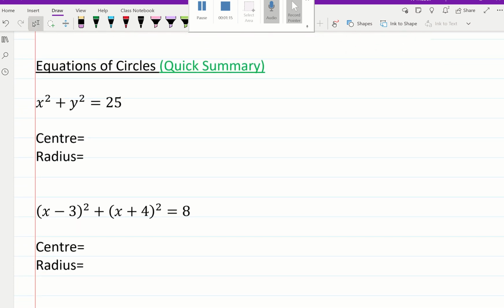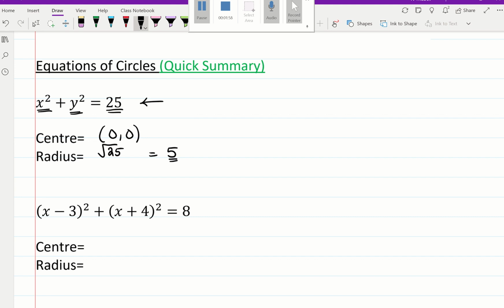Now, this is a quick recap, a summary of equations of circles, which we haven't actually done. We will do next week. But this is very basic, so I just wanted to go through it. This is the basic equation of a circle, and because there is no number added or subtracted to the x squared and the y squared, the center for this circle is 0, 0. So on the grid, it's the origin. And the radius is this constant number square rooted. So the square root of 25 is 5. So the radius is 5.